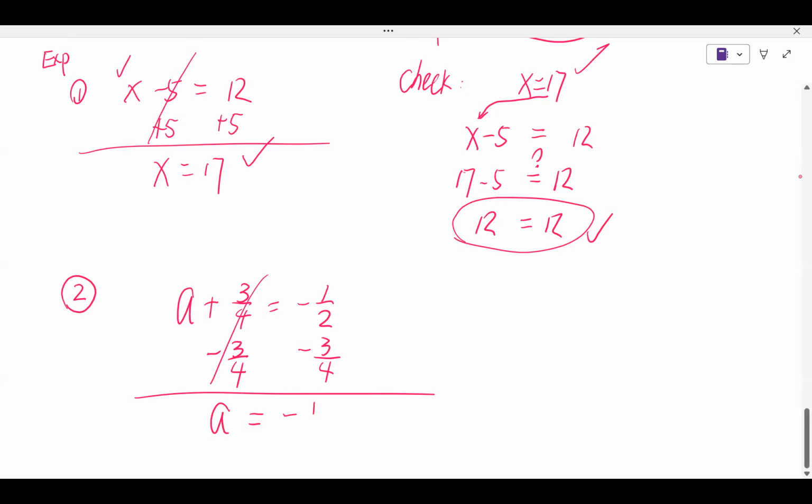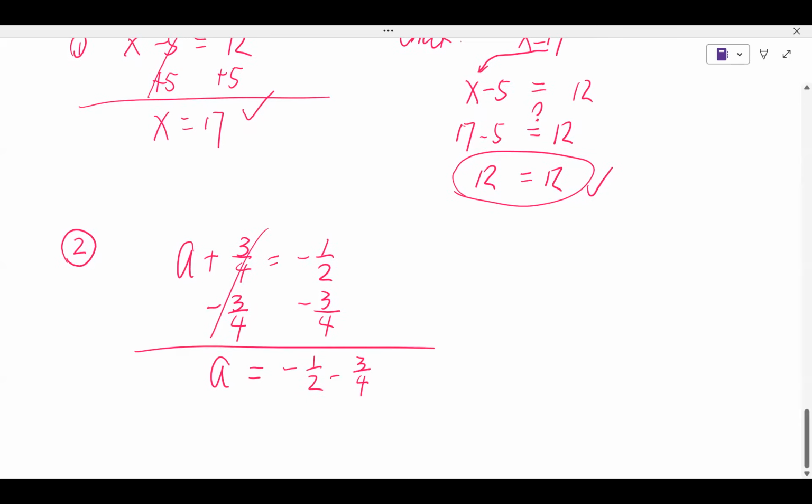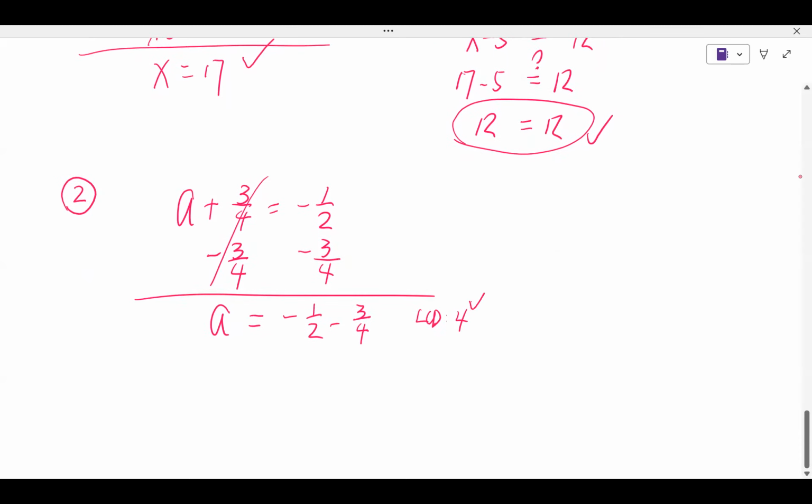On the right, we have -1/2 minus 3/4. Here is a fraction, so we're gonna use LCD. LCD is 4, right? Because 4 is twice of 2. Okay, so that means 4 must be the LCD. Now we can combine them by multiplying first fraction by 2 on the top and bottom. Second one minus 3/4. Now a equal -2/4 minus 3/4.